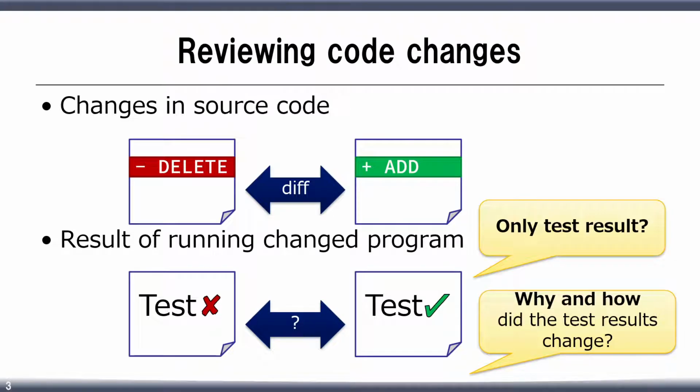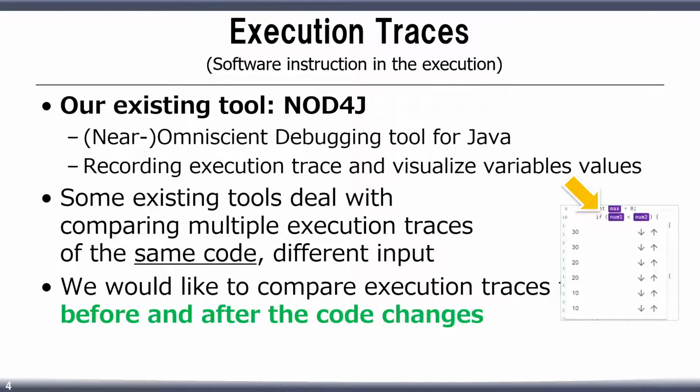For example, even if the test results have changed from failed to succeeded, what kind of changes has happened is not revealed. Recording the execution of the program will provide rich information of program behavior. We previously developed a tool, Node4j, which records execution traces and visualizes variable values.